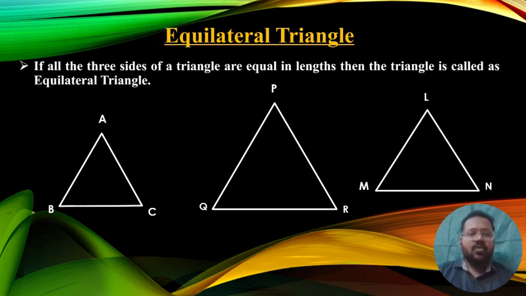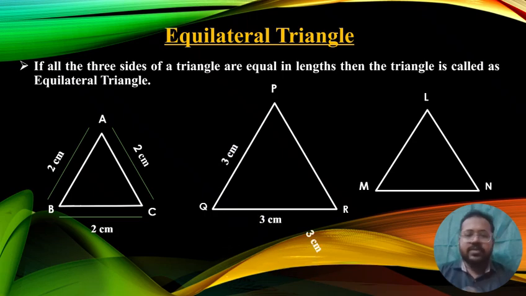The same scenario follows with all the remaining triangles, that is triangle ABC and triangle LMN. Here, the measures are given along the sides of triangle ABC, that is 2 centimeters, and all the measures are equal and hence it is an equilateral triangle. And this is for triangle LMN, where each side is of 2.5 centimeters.